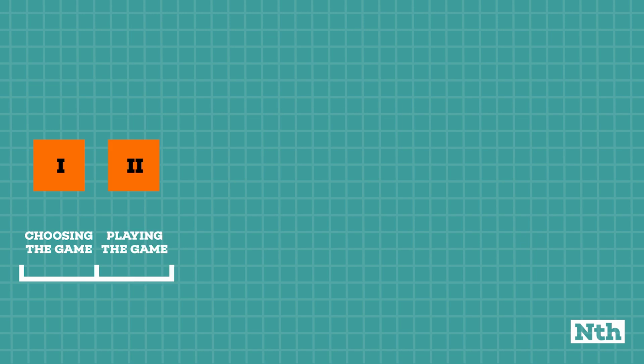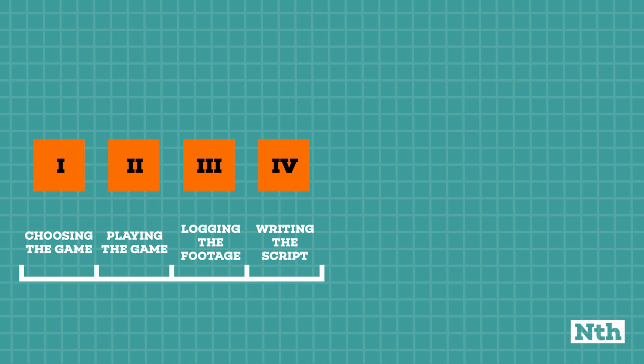So let's go over the 8 steps. Step 1 is choosing the game, which will be its own process. I'll explain that. Step 2 is playing the game while starting the outline and recording all of the footage. Every minute I play, I get footage for. Step 3 is logging the footage and finalizing the outline. Step 4 is writing the script and then editing the script. Step 5 is doing the voiceover and then editing that voiceover.